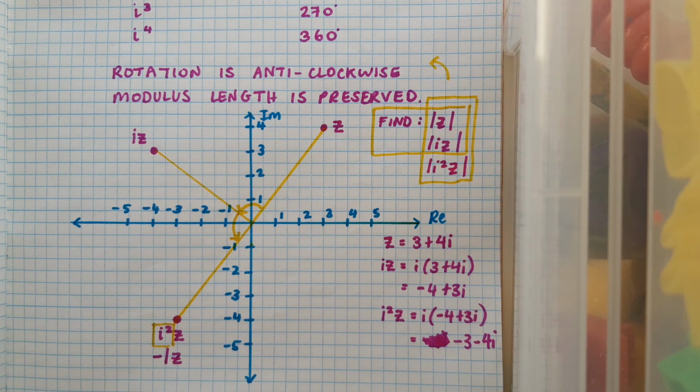Pause the diagram here, and once you've checked your moduli, repeat the process of multiplying by i 2 more times to find the positions of i cubed z and i to the 4 z. In each case, also calculate the modulus, which you would expect to be the same as the modulus of all the previous points that we've drawn.